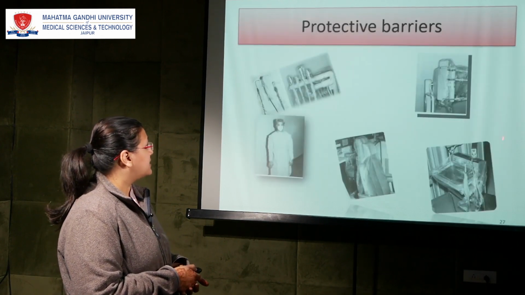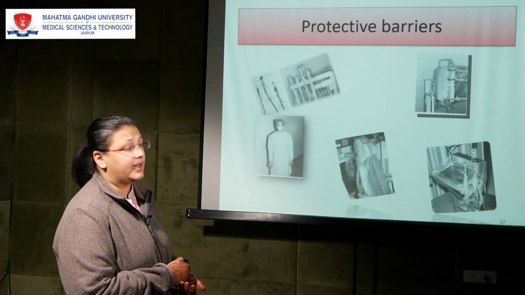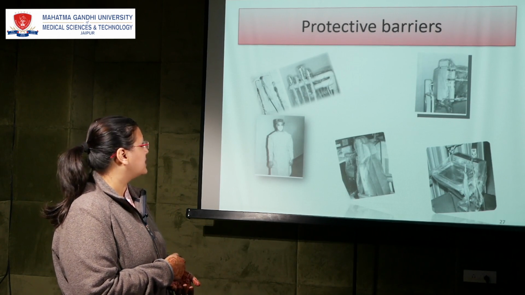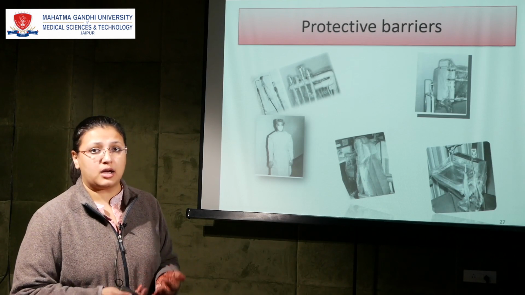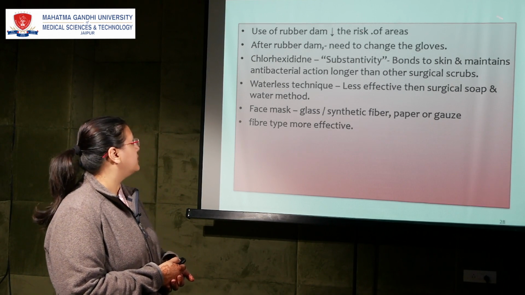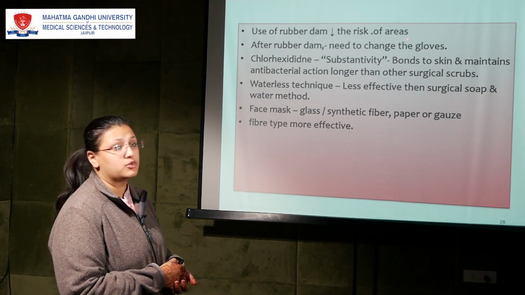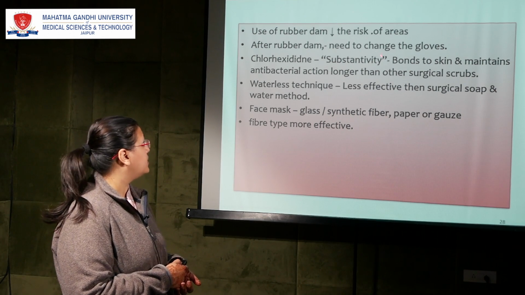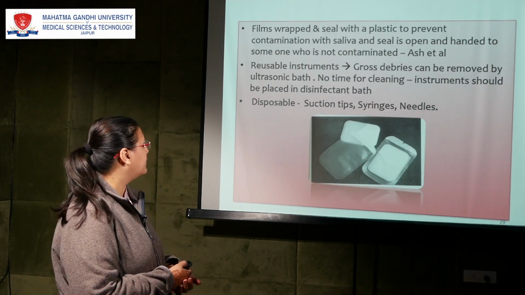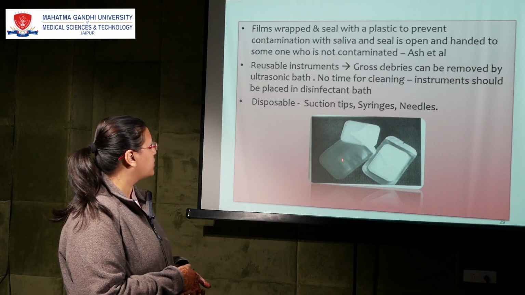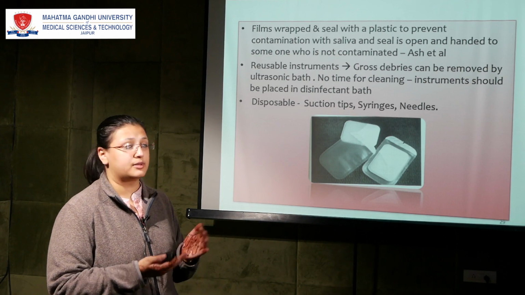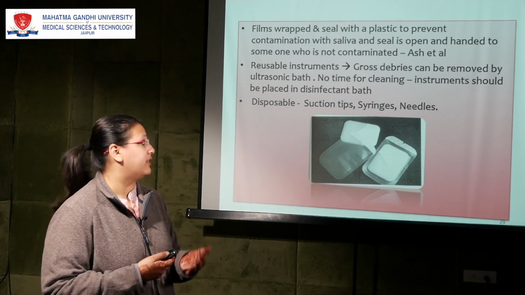So protective barriers must be used for covering the dental units like the handpieces, X-ray machines, the trays, the chair, as well as protective gowns, and an N95 mask should be worn by the operator. So use of rubber dam should be there so as to reduce the risk. After rubber dam, we need to change the gloves. Chlorhexidine should be used, waterless technique should be used, and face mask and fiber type of mask are used. For films, we should use disposable film wrappings, paper, so as to avoid contamination of saliva, and they should be changed in each and every patient.